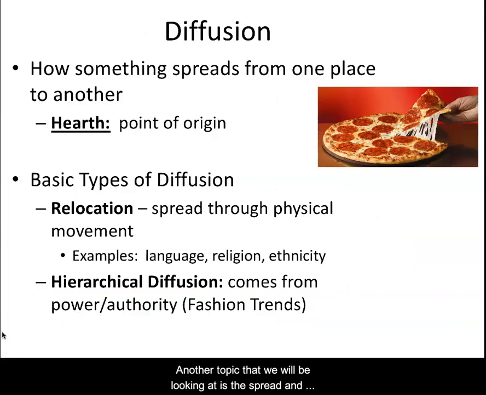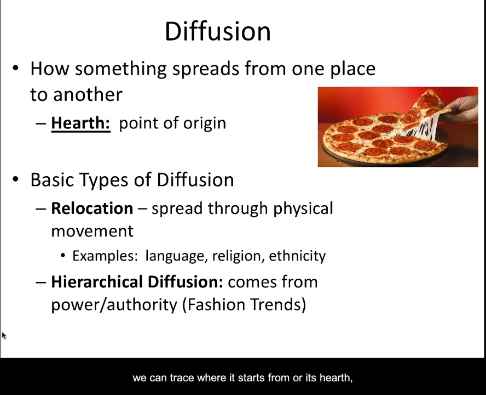Another topic that we'll be looking at is the spread. And we'll come back to diffusion again in Human Geography B. But when something is spread, we can trace where it starts from, or its hearth, as it's known, the point of origin, and how did it spread. Two basic types we want you to be familiar with.